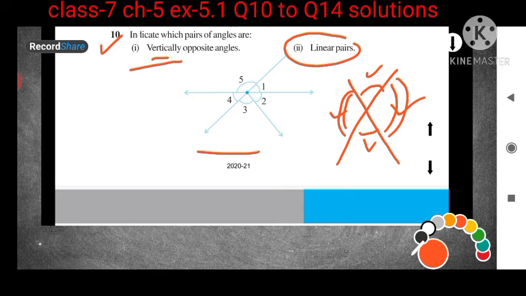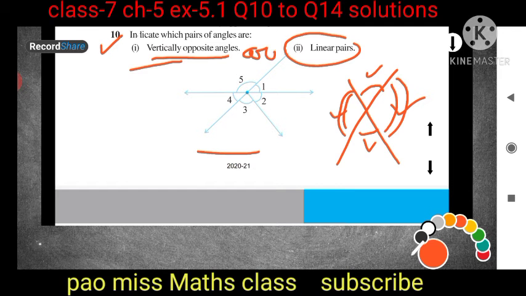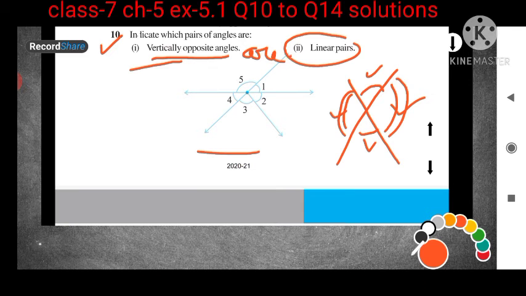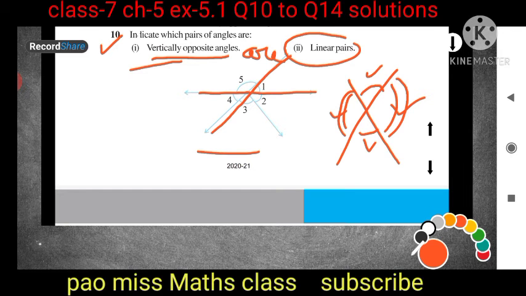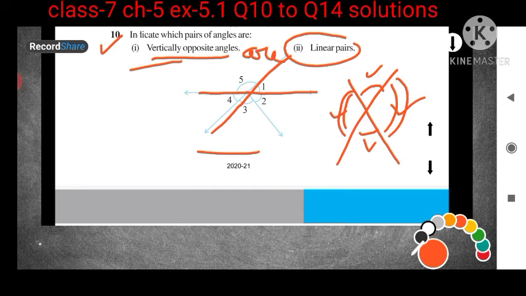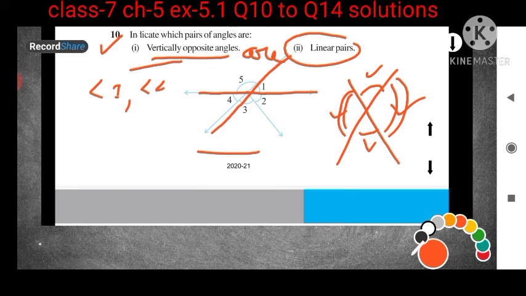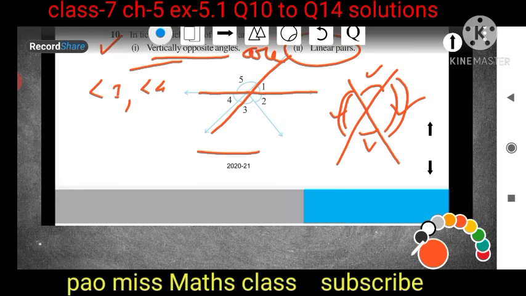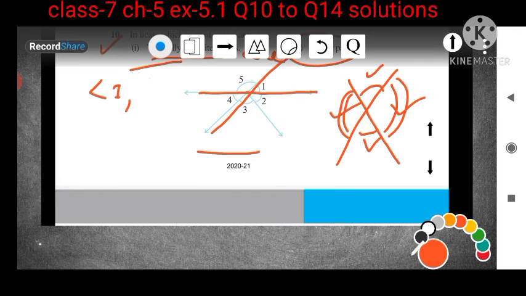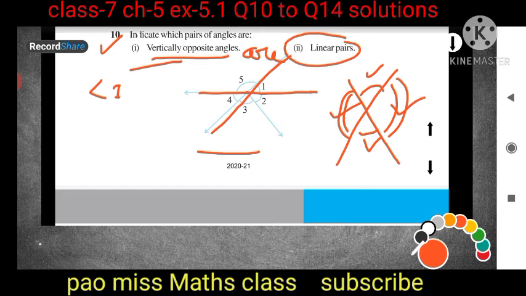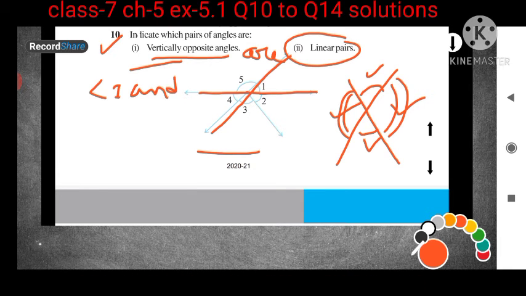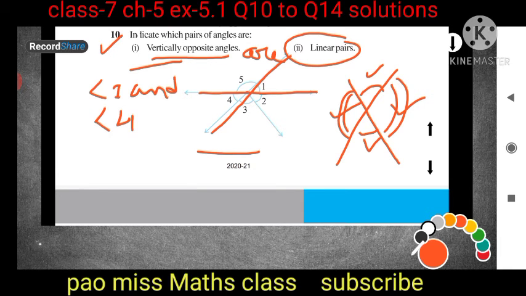You will write vertically opposite angles are, you can see this line and this line. Now angle 1 and angle 4 are vertically opposite, isn't it? So angle 1, angle 4 are vertically opposite angles. Wait, let me erase. What will you write? Angle 1 and angle 4. This is one vertically opposite pair, okay? This is one vertically opposite pair.